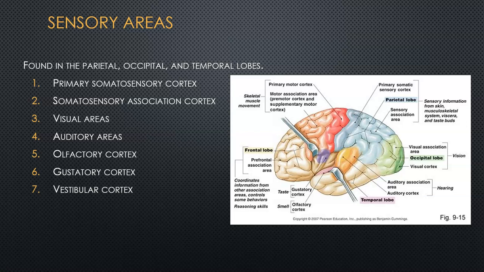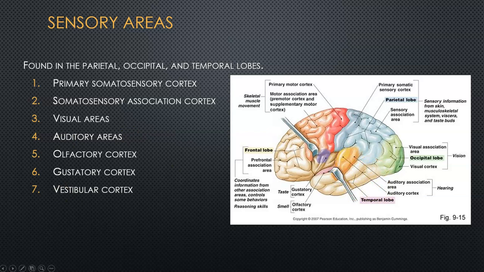The visual cortex of the brain is the area of the cerebral cortex that processes visual information, and it is located in the occipital lobe. You can see it back here. The auditory cortex is found in the temporal lobe.